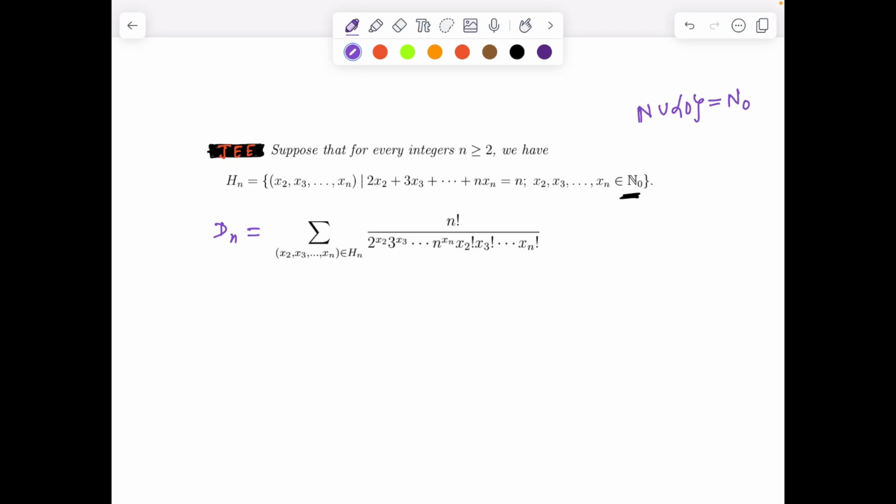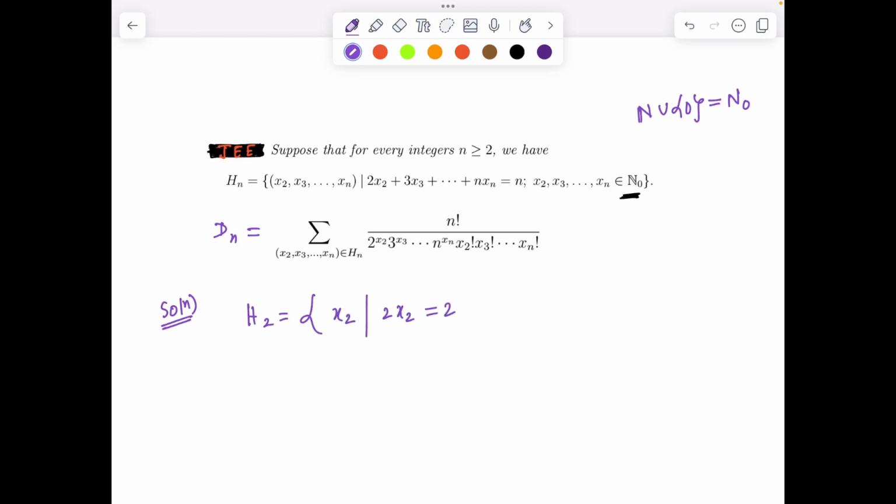Right, now it's not very easy to solve this sum in a closed form immediately just by looking at the problem. The best strategy for solving this problem will be to try small cases. So let's try with H2 first.